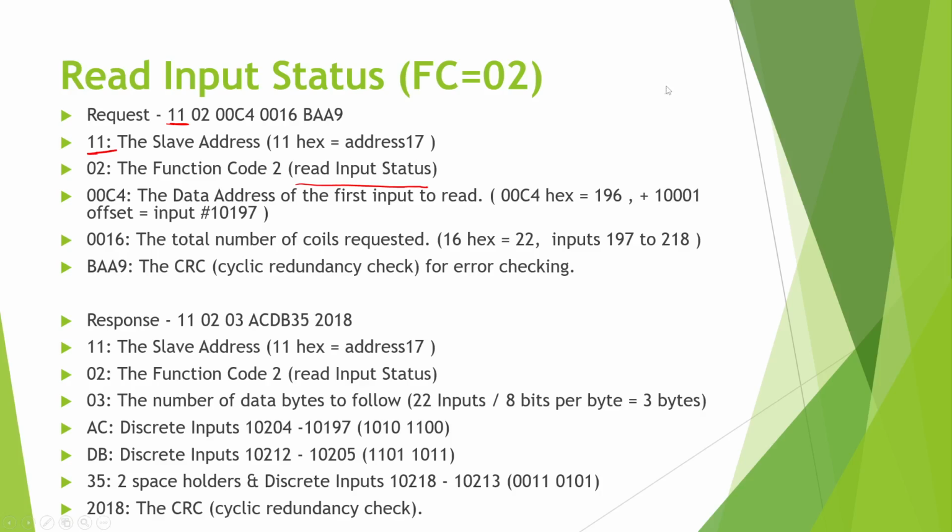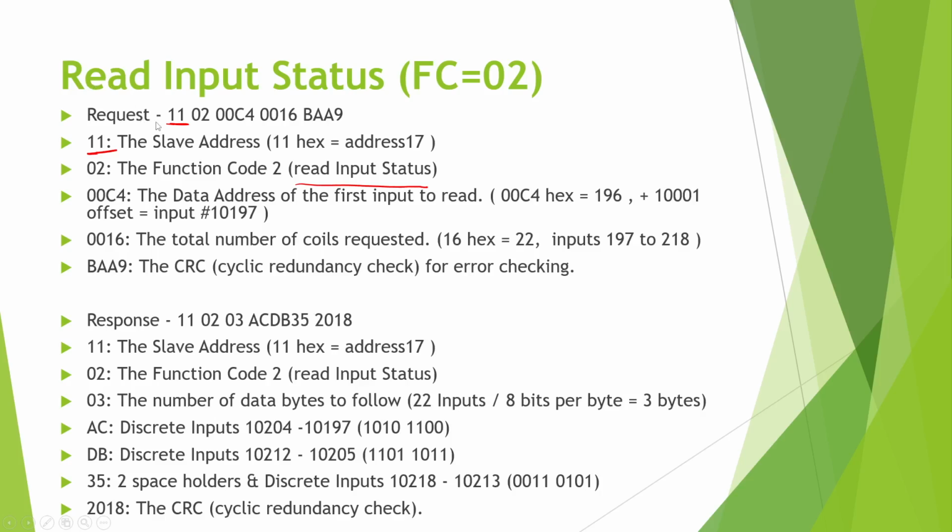That's okay. So we're asking for 22 coils, so that's inputs 10,197 to 10,218, and then the CRC, that's the redundancy check for error checking. This is basically checking, does this equal that? And it's like, yes, it does. Okay, we're good to go.